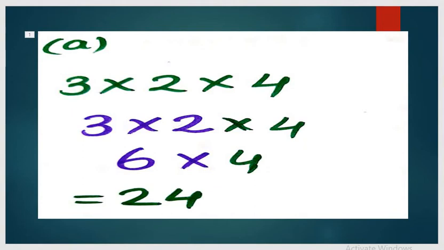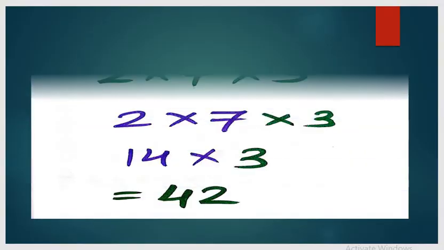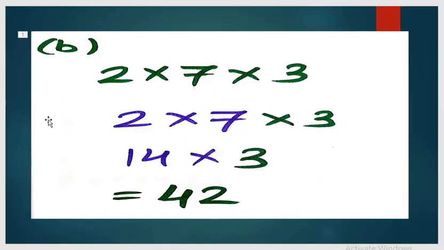Now let's check question number B. So question number B is what, all students? Let's check here. Question number B is 2 multiplied by 7 multiplied by 3. First of all we write 2 multiplied by 7 in a different way, and then multiply by 3 as it is. Then 14 multiplied by 3.